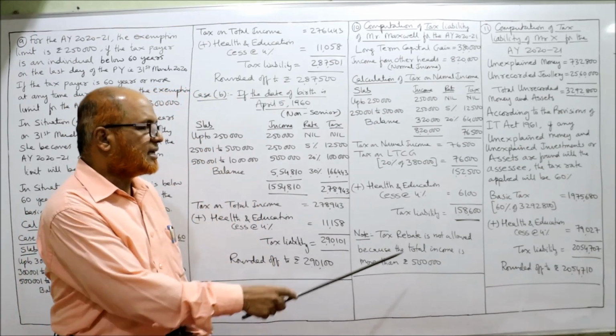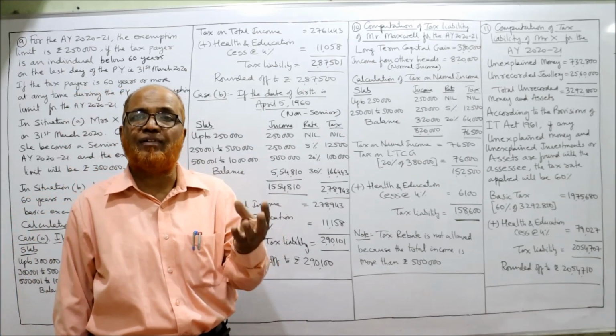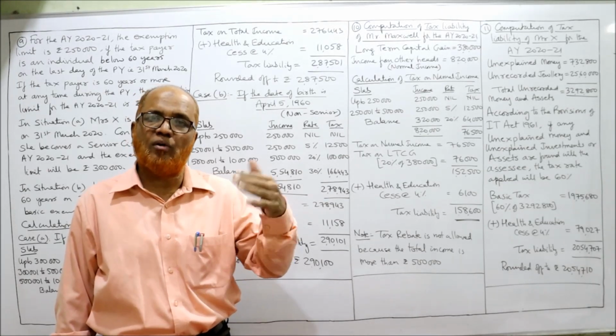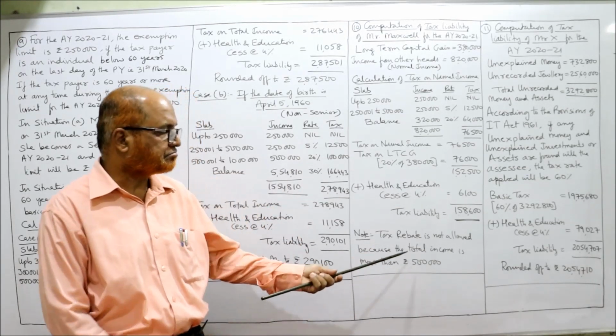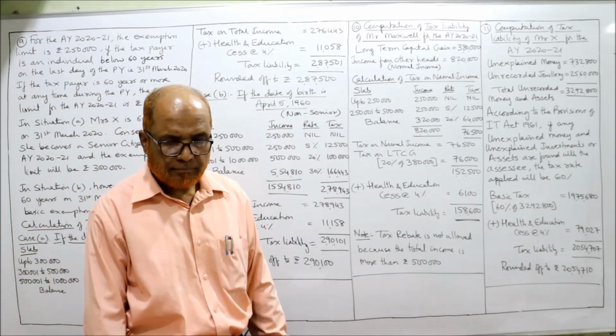Note, I have given that tax rebate is not allowed because the total income is more than 5 lakh. Up to 5 lakh rupees there is a tax rebate. Over 5 lakh, no tax rebate. That's all. This is the end of problem number 10.